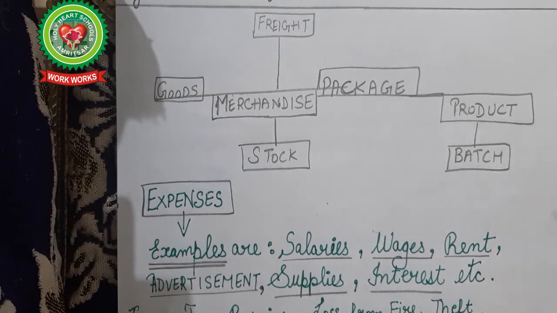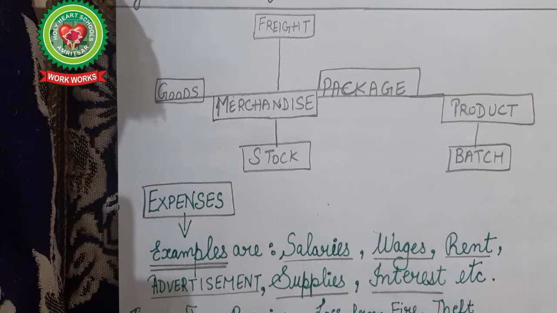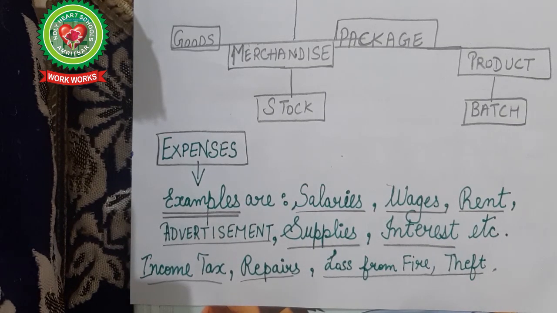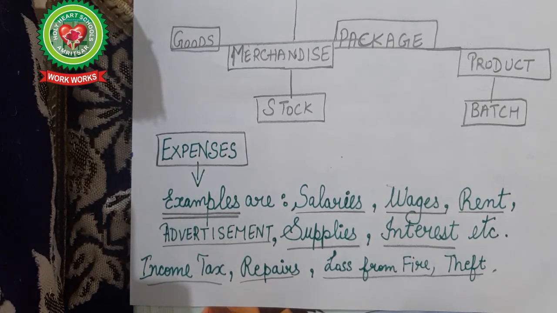Packaging charges, product, batch. Now what is batch? When you buy goods in bulk, a full batch like code 3120 in full, that is a batch. And for all those we also incur a few expenses like salaries, wages, rent, advertisement, supplies, interest and income tax, repairs, loss from fire, loss from theft, all are expenses related to running a business.